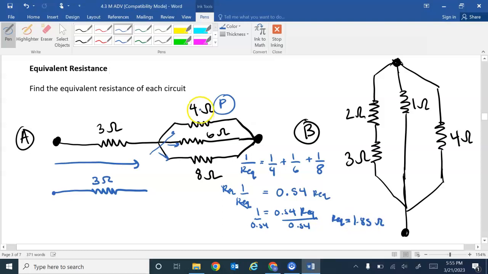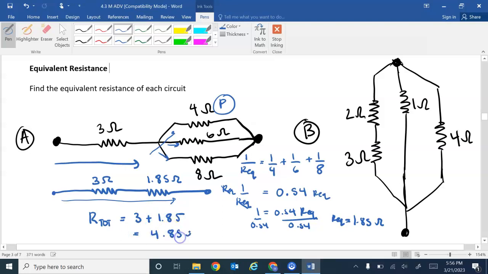Okay, so for these three resistors, the 4, 6, and 8, I found that the total is going to be 1.85 ohms. I said 1.88 earlier, it should be 1.85, so I'm going to rewrite it as 1.85 ohms. Now if I look at this circuit, it's just straight. There's only one pathway for the current to flow, so this is a series circuit. I know how to find the total resistance for a series circuit: I just add them up. So our total is going to be 3 plus 1.85, and that is going to be 4.85. That is the equivalent resistance of this circuit.